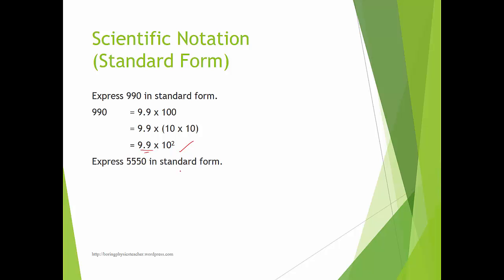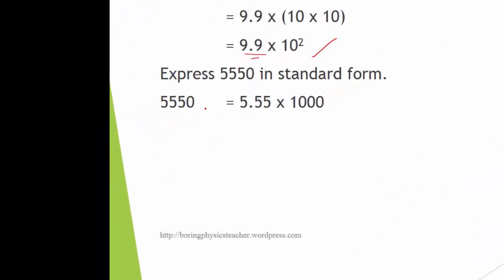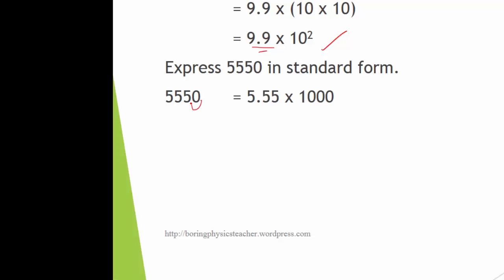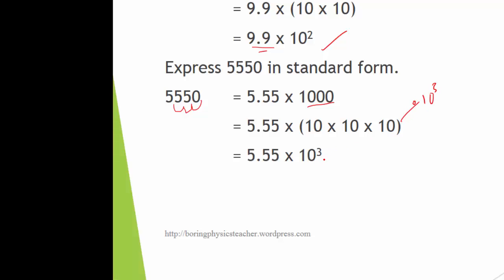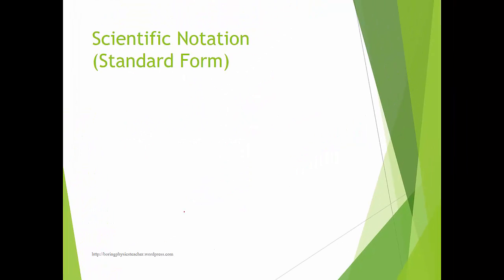Similarly, if you express this 5500 in standard form, by moving the decimal place, you realize that there are three zeros. So 1000 is actually simply 10 times 10 times 10, which is equivalent to 10 to the power of 3. That's why you can express this in standard form. Again, 5.5 is between 1 and 10. Now just a practice: how do we express this big number in standard form?